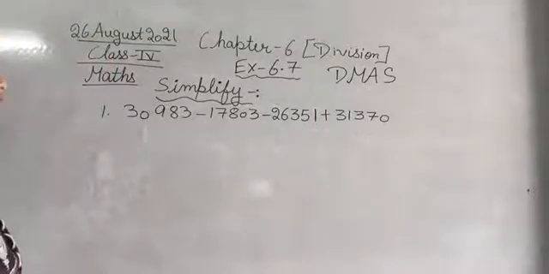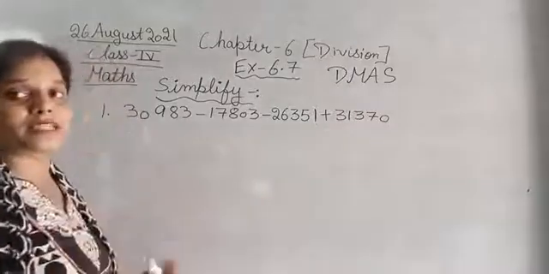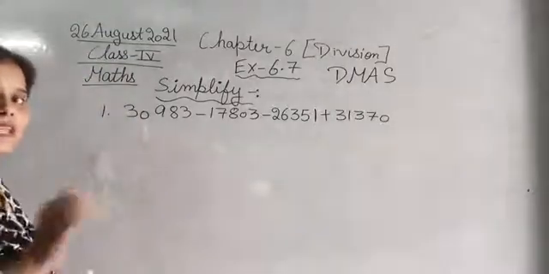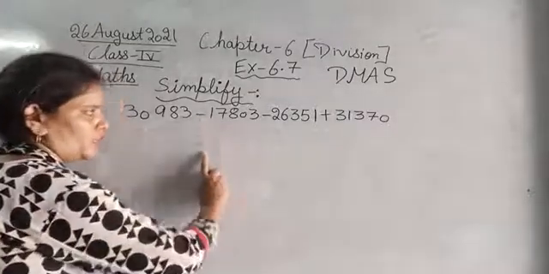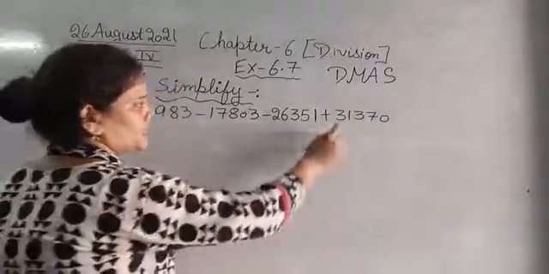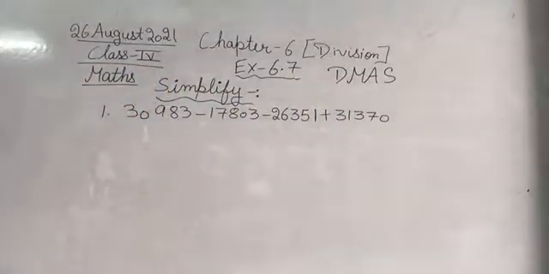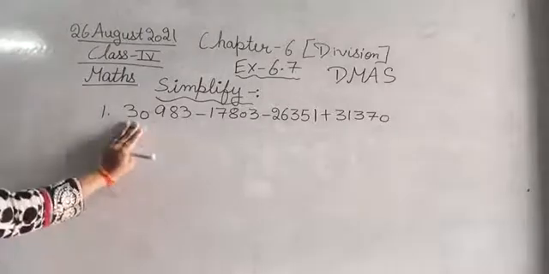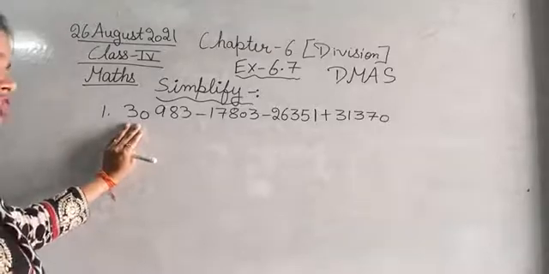Okay, for addition, look beta, what we do is, first of all we add the numbers that are with the same sign. So the numbers with the same sign, we will add them. So 17,803 is of subtraction. In front of 26,351 also there is subtraction, but in front of 31,370 there is a plus sign. So that means this is of addition. Whereas 30,983, in front of it there is no sign. So what it means, when there is no sign in front of any number, we term it as a positive number, a number for addition.